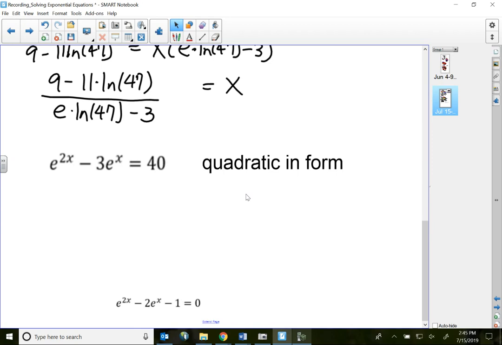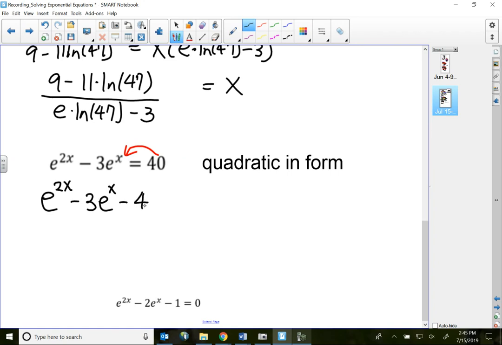If I move the positive 40 over to the left side, I get e to the 2x minus 3 times e to the x minus 40. How is this quadratic in form? Well, it's kind of interesting. This technique is called u substitution. You use another variable to represent something in your equation. What we want to do is substitute e to the x.